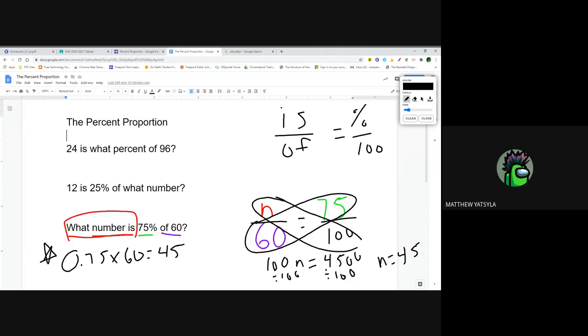All right. So that's percent proportion, folks. Work on your homework today. Again, make sure that you're showing your work if you need to. Round to the nearest 10th if necessary today. Again, the nearest 10th.